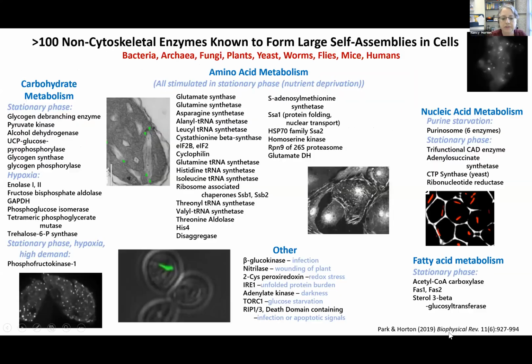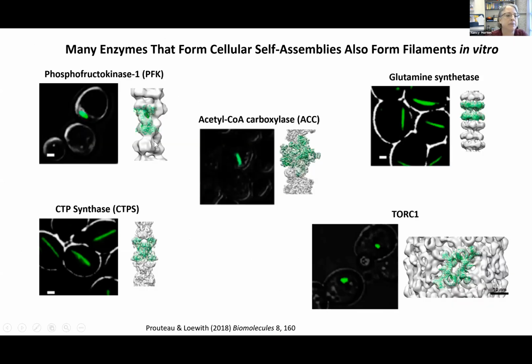In a recent review, I tried to assemble the names and references for all the enzymes I could find that form these reversible self-assemblies in cells. I list them here, and you can see that it's very widespread in different metabolic and biological pathways. It's conserved evolutionarily. It's found in all branches of life. But what is the relationship between the in vitro nanometer scale filaments that we see in electron microscopy and the self-assemblies of enzymes seen in cells? That's still a really interesting question.